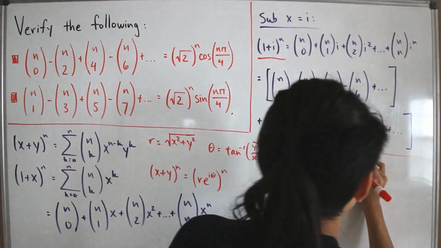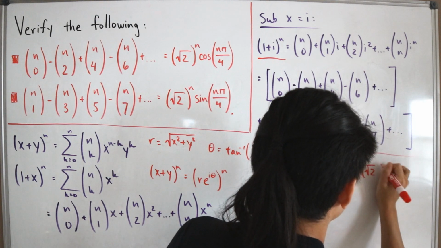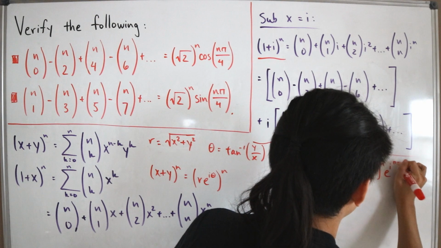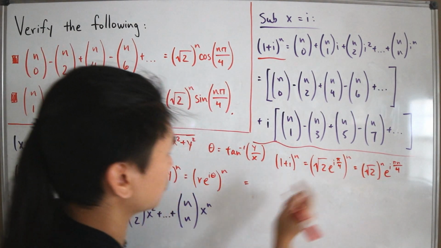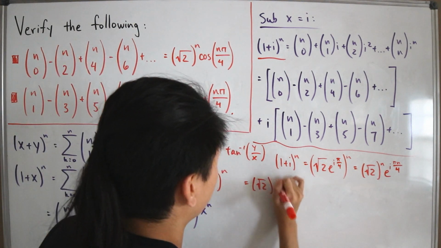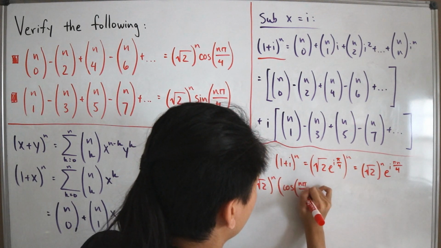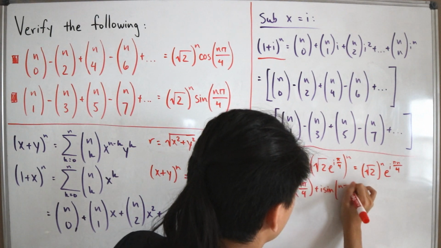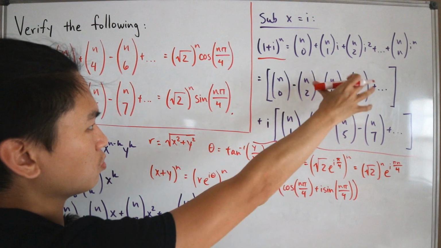Okay, and then keep going with the expansion, just distribute the n over here, so I have the square root of 2 to the power n, multiplied by e to the power i times pi times n divided by 4. Then if I expand this out using Euler's formula, that's another way of saying the square root of 2 to the power n, multiplied by cosine of n pi over 4, plus i times sine of n pi over 4. And so from here, we see that this left-hand side is equal to this expansion over here.